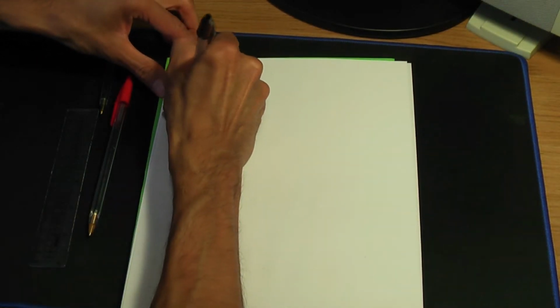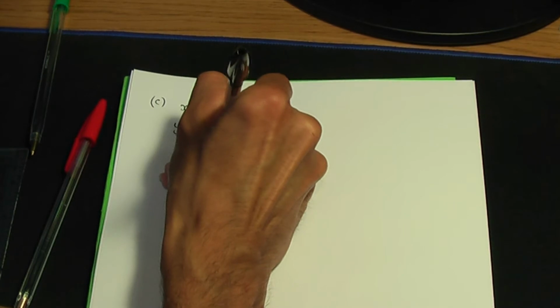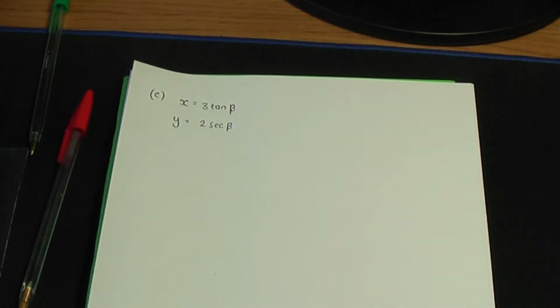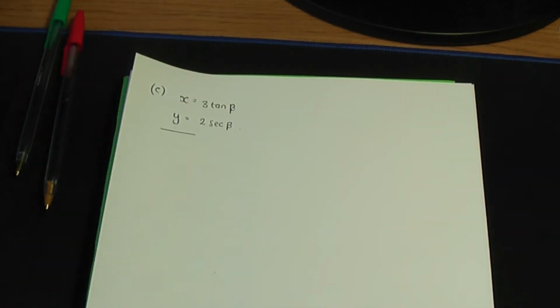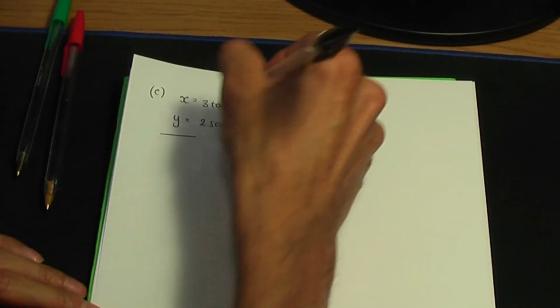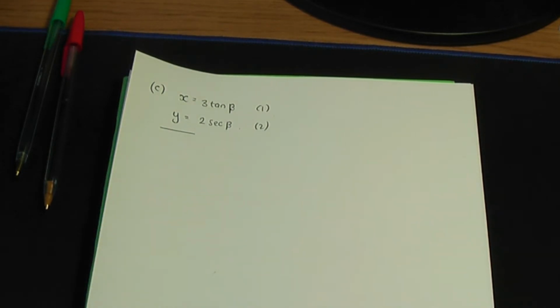Let's try one more. So part C. In part C, x is equal to 3 tan beta and y is equal to 2 sec beta. Remember, think of a trigonometric identity in order to get rid of the angle term, which is beta. So let me start off by naming these equations 1 and 2, okay?